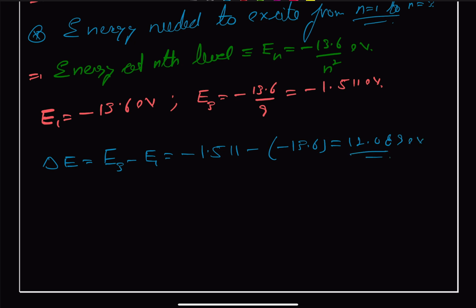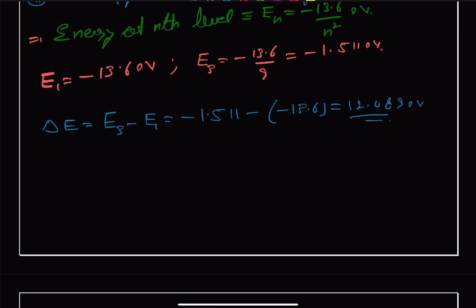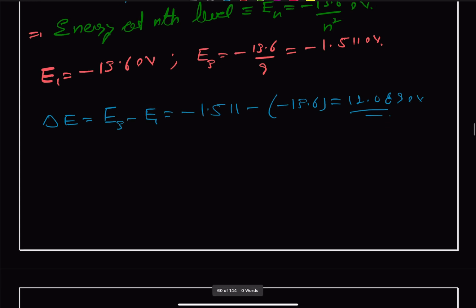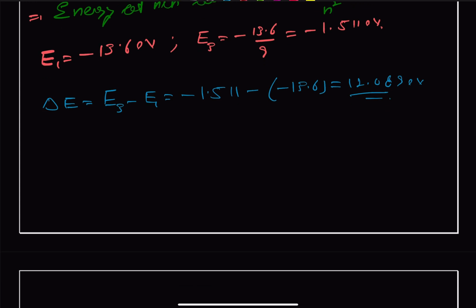Now we come to the potential part, because it is being accelerated by a potential. So first of all, we are going to find out the corresponding minimum accelerating potential.